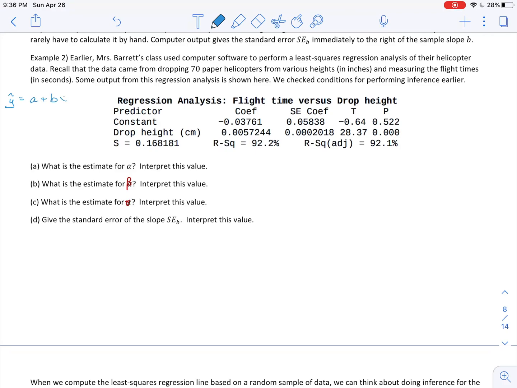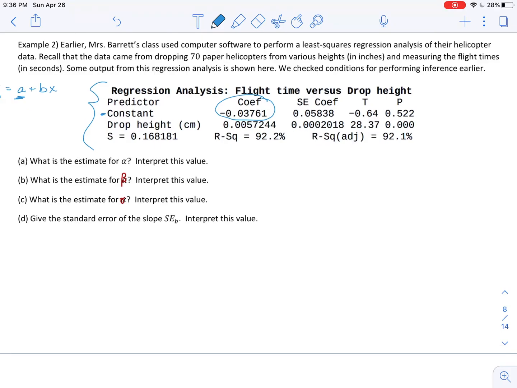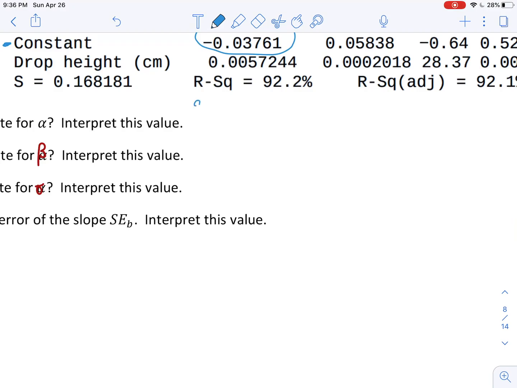Now remember, alpha is the Greek symbol for A, and when we talked about coming up with our sample regression equation, we used y hat equals a plus bx. A is the constant. A is going to be your y-intercept. So I don't know the population y-intercept, but we can estimate it with the sample y-intercept. So I'm going to look at the sample regression analysis. I'm going to find my constant A, and a lot of times it will say the word constant. The coefficient of the constant, which just means the constant itself, is this negative value.